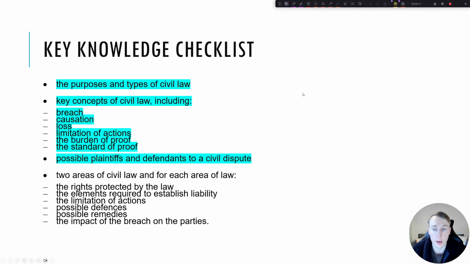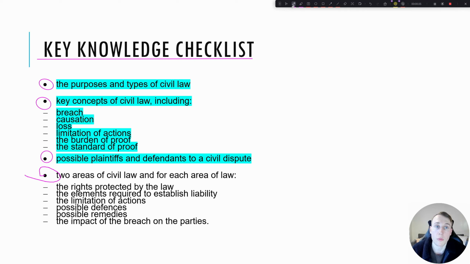Just a reminder, as you're watching the video, I highly recommend taking some notes as you go to help you memorize the content. And in terms of preparing for your SAC, what you want to make sure is that you're using this key knowledge checklist as a guide. So you want to try and make sure that you know these 4 areas in as much detail as possible, because you could be asked a question about any of these 4 particular areas here.